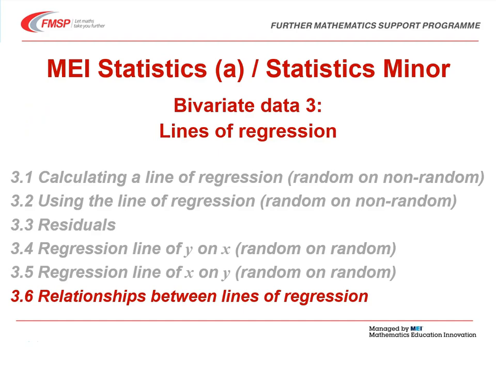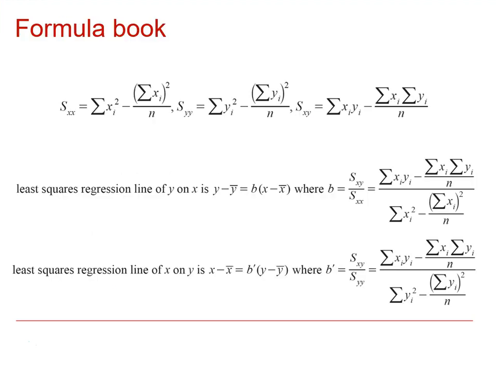MEI Statistics Minor, Bivariate Data 3, Lines of Regression. This is the final video, 3.6, Relationships between Lines of Regression.